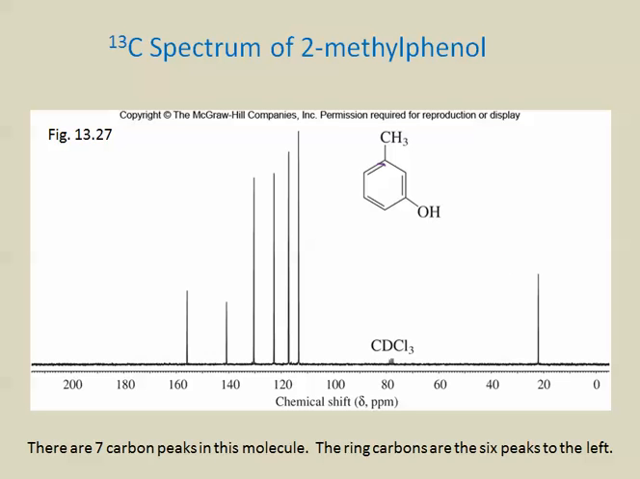Which, by the way, I noticed this name here is not correct. In naming these, that would be the number 1 carbon, and that would be the number 3 carbon. So this is actually 3-methylphenol. But there is a 2-methylphenol and a 4-methylphenol, and their carbon signals would be different. And so we could tell apart those isomers.